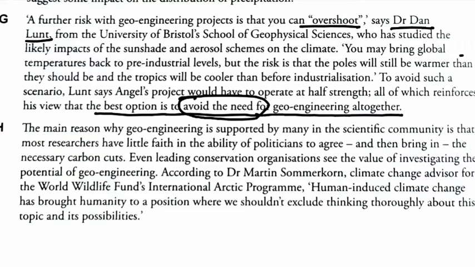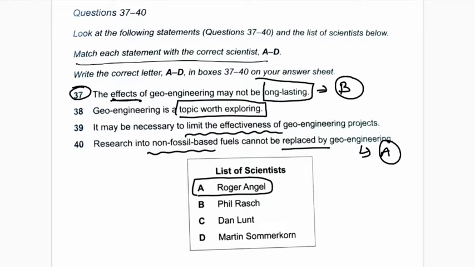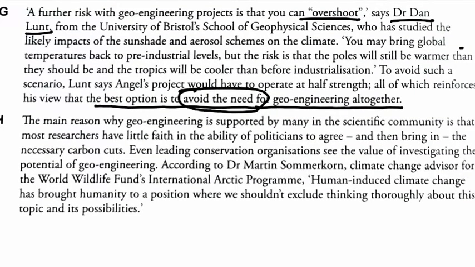And we have something related to them. Just check, guys: limit the effectiveness of geoengineering projects. So limit the effectiveness, that means limit the use of geoengineering projects, and that was said by C, that is Dan Lunt. So here my answer is C. Now, the second statement is only related with D, and how can we say that? Just check the final paragraph.